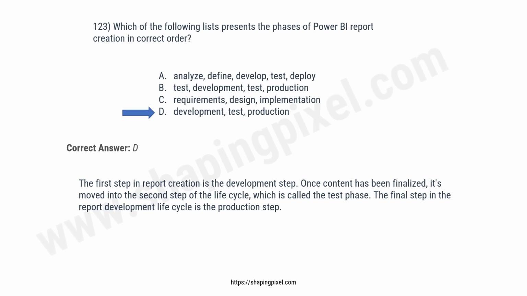The first step in report creation is the development step. Once content has been finalized, it's moved into the second step of the life cycle, which is called the test phase. The final step in the report development life cycle is the production step.